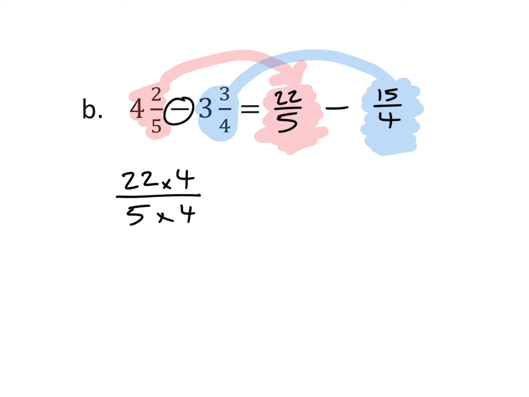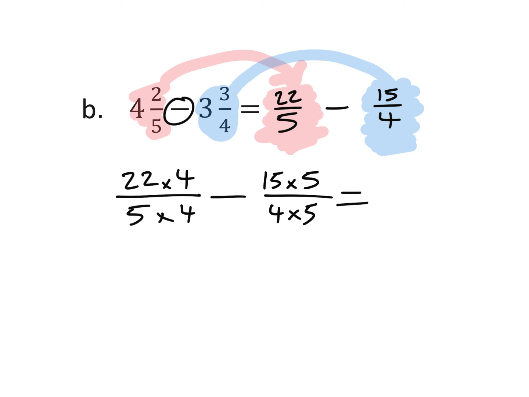Why am I getting the 4? Well, I know that 5 and 4 both go into 20. So I have to times 5 by 4 to get 20. And if I do it to the bottom, I got to do it to the top. And I know I got to times 4 by 5 to get 20. So if I do 4 times 5, I got to do 15 times 5. Just a quick review. And then so we're going to do 15 times 5 over 4 times 5.